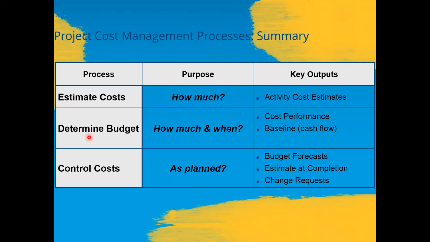The second process is determine the budget. The purpose of this process is how much and when. So the key outputs are the cost performance baseline and the cash flow.